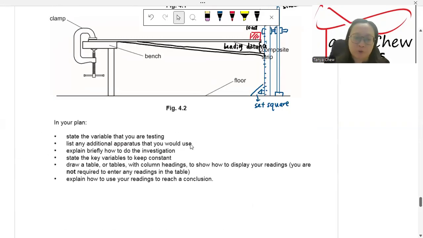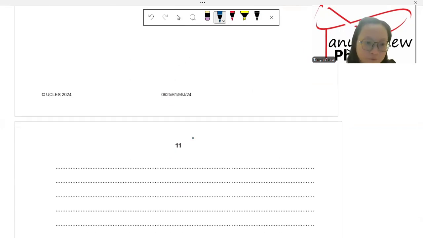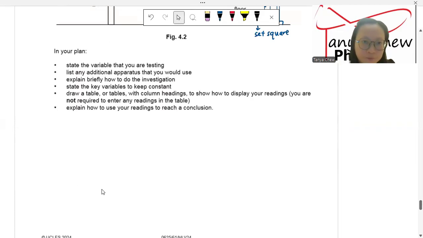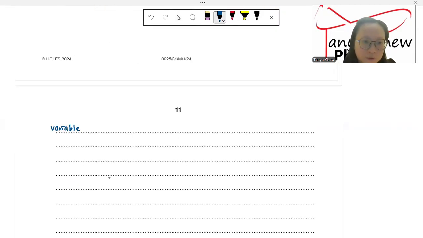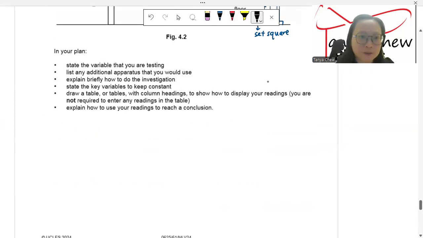Now, okay, I'll answer the question right now. Variable that you are testing, I'm testing. Variable that is being tested. I just fill in the blank: bending distance. How much the rod would bend. And then I am done with the first part.